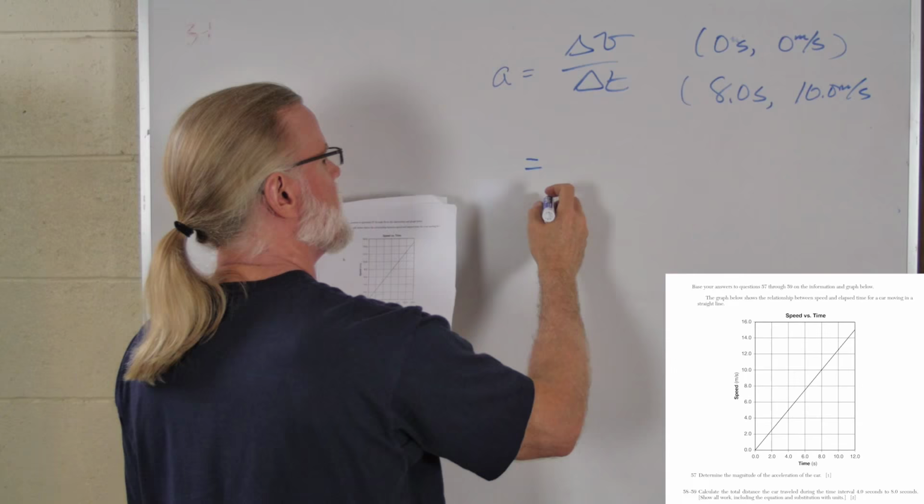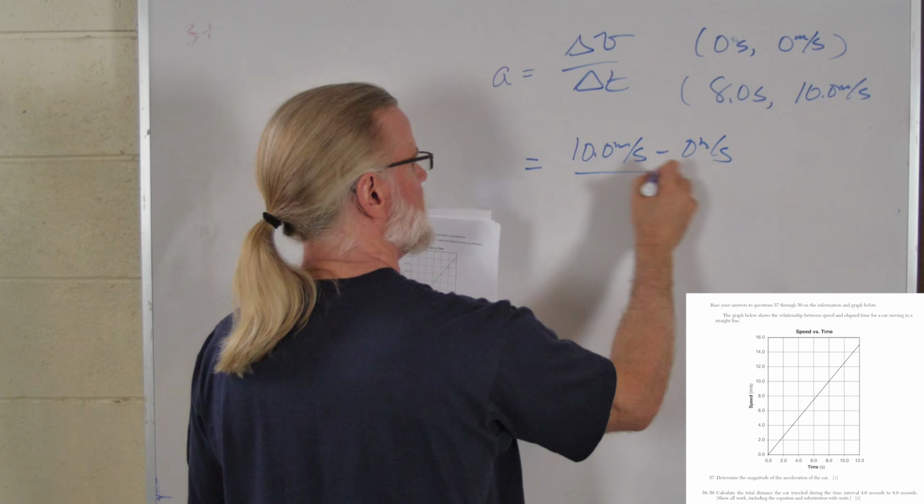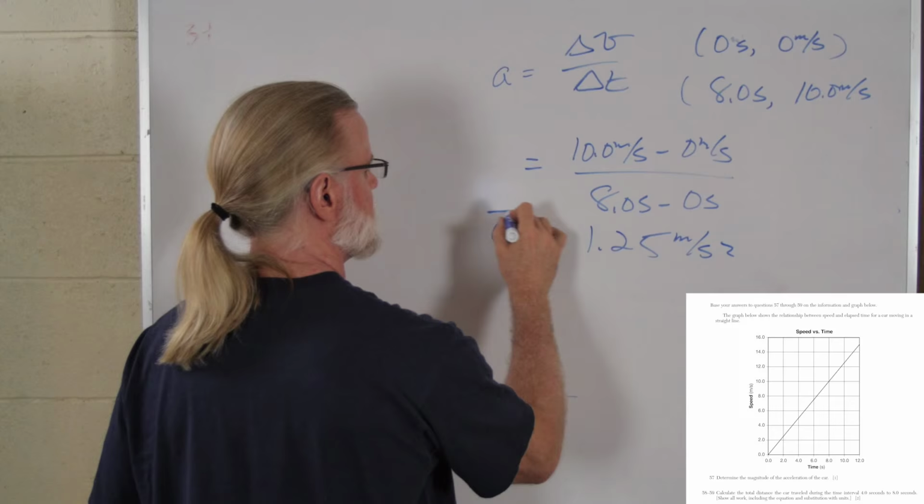All right, so what do we have? Delta V is going to be 10 meters per second minus 0 meters per second. Delta T is going to be 8 seconds minus 0 seconds. That is going to be the acceleration for number 57.